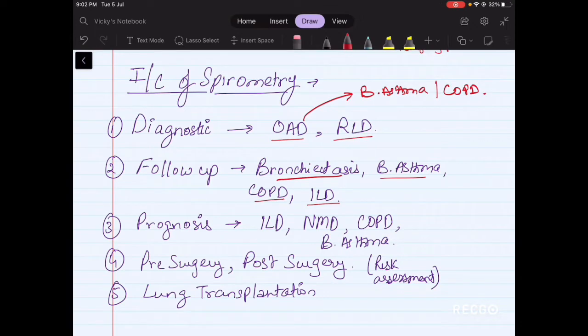For prognosis also, we use it in case of ILD, interstitial lung disease, neuromuscular disease, COPD, and bronchial asthma. Then we do the risk assessment before surgery, especially cardiovascular surgery, and after surgery we also see the lung reserve of the patient. Also for lung transplantation we use spirometry.